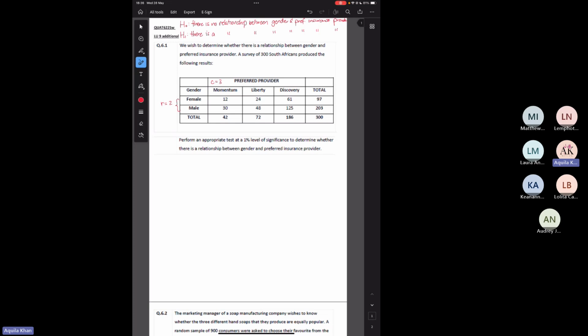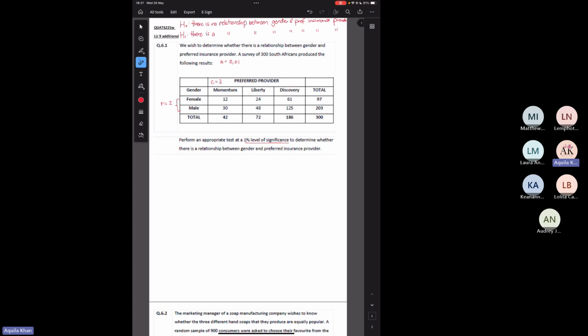Then it says to you perform an appropriate test at a 1% level of significance. So I'm again going to write down here that your level of significance is 0.01, which is 1% as a decimal. Remember, always convert your level of significance to a decimal because the tables have the levels of significance as a decimal. So you're not going to find it as a 1%. You're going to see the decimal equivalent.